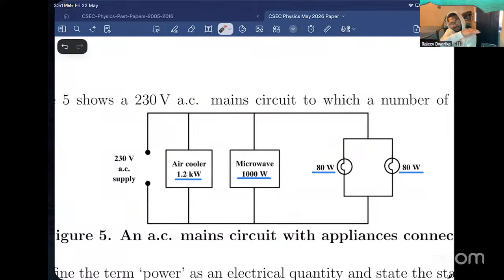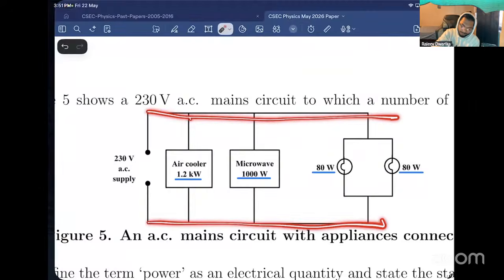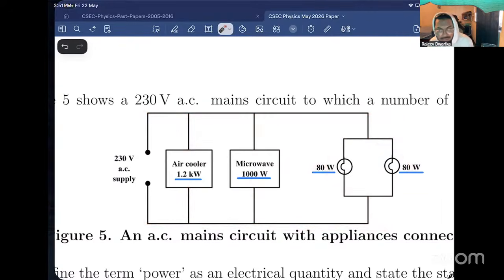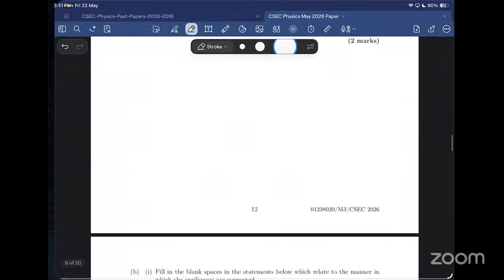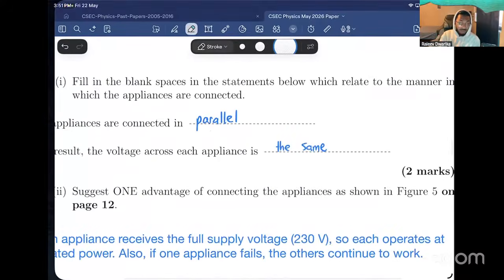Voltage is just the potential difference between 2 points. So, same voltage across that, same voltage across that, same voltage across these things. You understand? Yes, sir. So anytime you have a parallel circuit, the voltage across each component is the same.